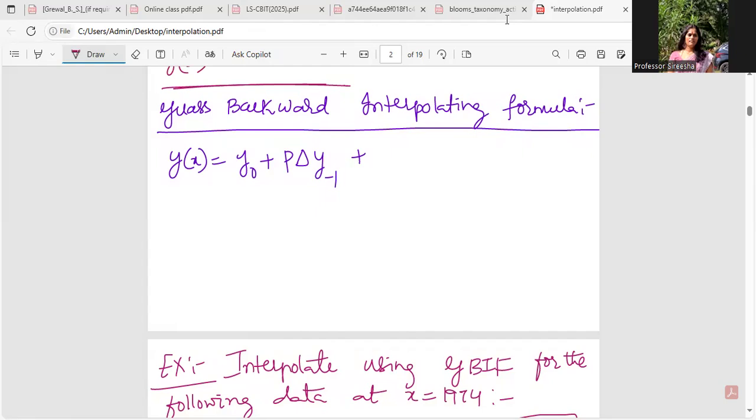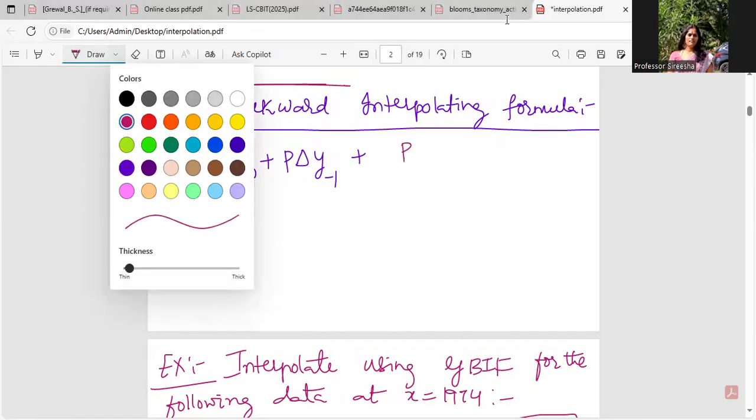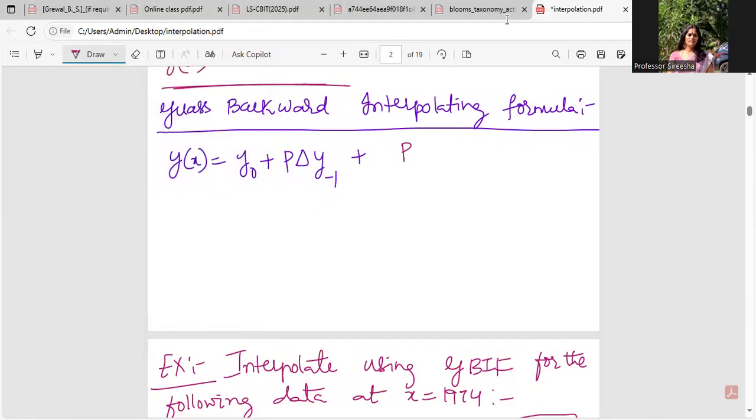Okay, let's see the Gauss backward interpolating formula. If I'm asked to apply the Gauss backward interpolating formula, the formula goes like y naught plus p into delta y minus 1, one step backward first. Backward is denoted by plus.